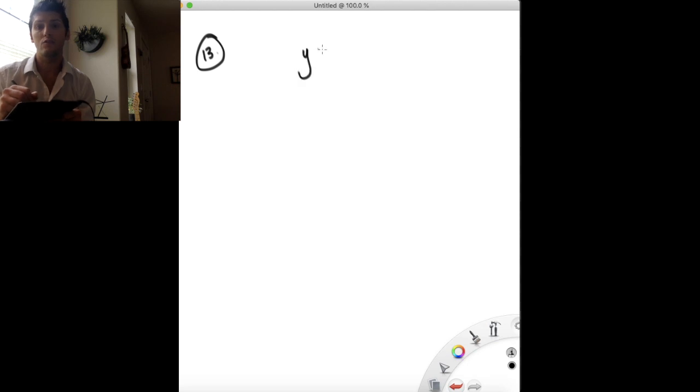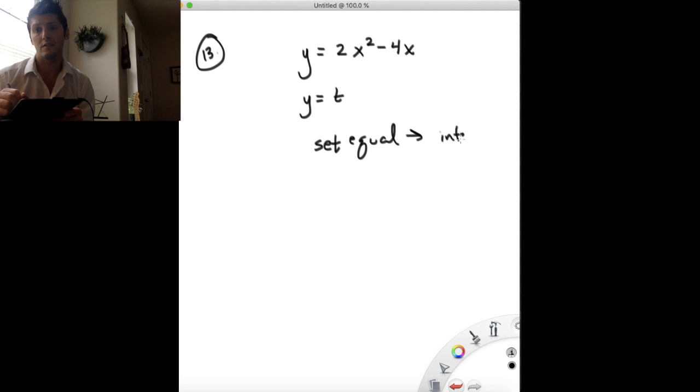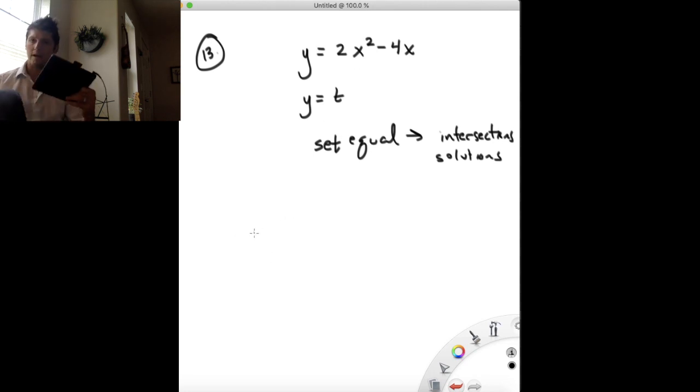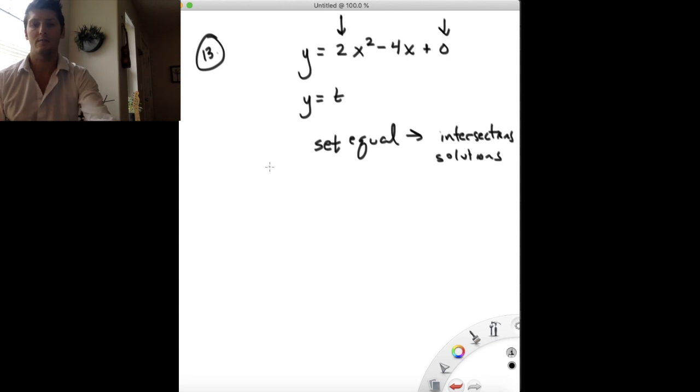Think about these as 2 separate graphs set equal to each other, because setting equal is intersections or solutions. So if you think about these as set them equal, or solutions, here's what I know about 2x squared minus 4x. Go back to what we talked about earlier. This part tells you if it opens up or down. And then look, we have a plus 0 here, so that's the y-intercept.